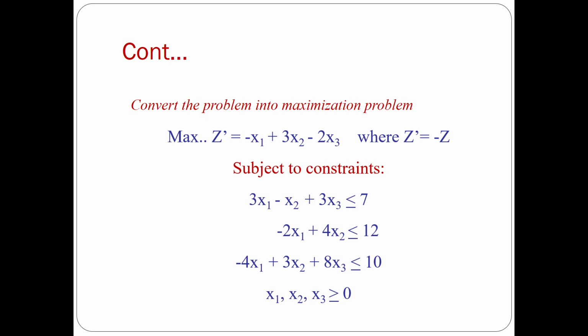Now we have to convert this into standard form to proceed with the simplex procedure. Before proceeding, we have to check whether all the constraints are less than or equal to type and all the RHS values are greater than or equal to 0. Then only we can proceed with the simplex method. If any one of these is a negative number, we have to go with the big M method. Okay, next we will proceed with the normal simplex procedure.